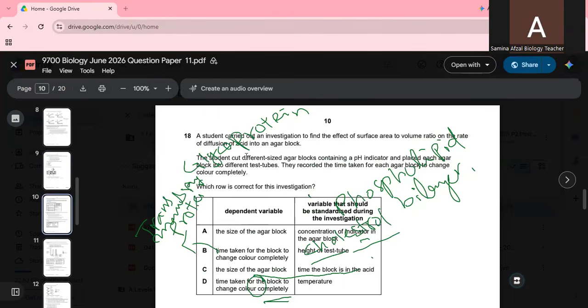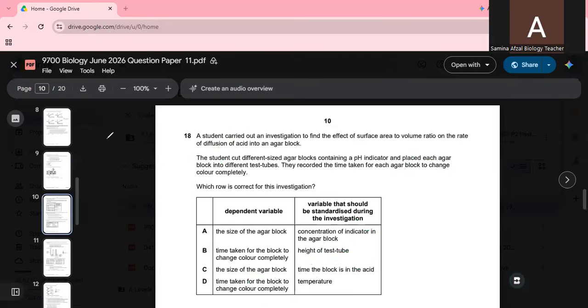Now, question number 18. A student carried out an investigation to find the effect of surface area to volume ratio on the rate of diffusion of acid into an agar block. The student cut different sized agar blocks containing a pH indicator and placed each agar block into different test tubes. They recorded the time taken for each agar block to change color completely. So which row is correct for this investigation?